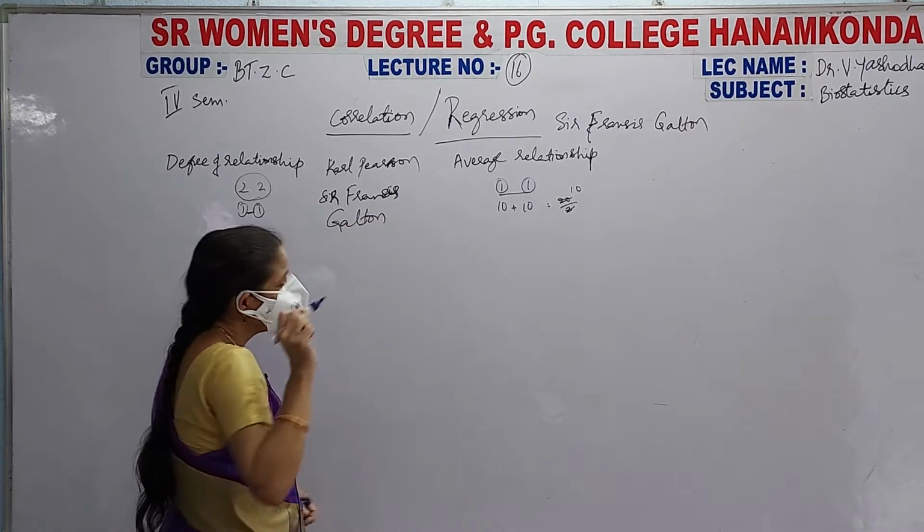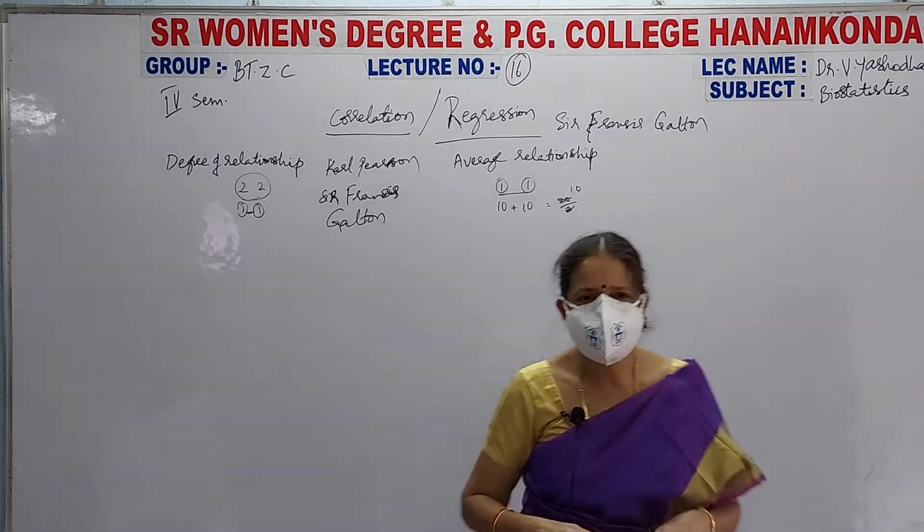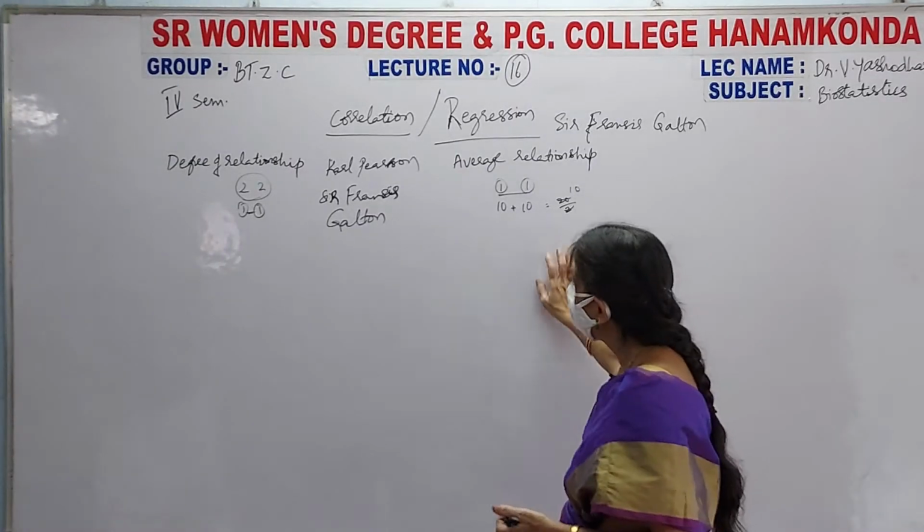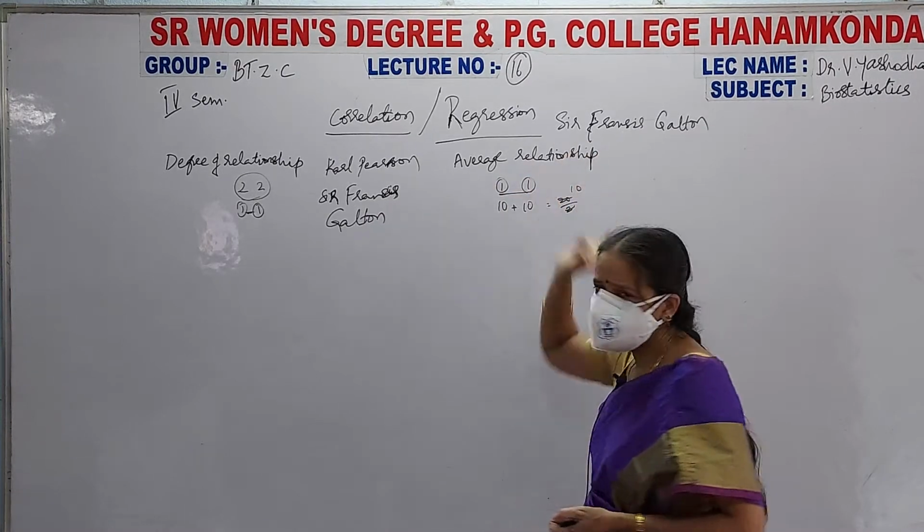Okay, so the same Sir Francis Galton who demonstrated correlation along with Karl Pearson, he said what regression is.